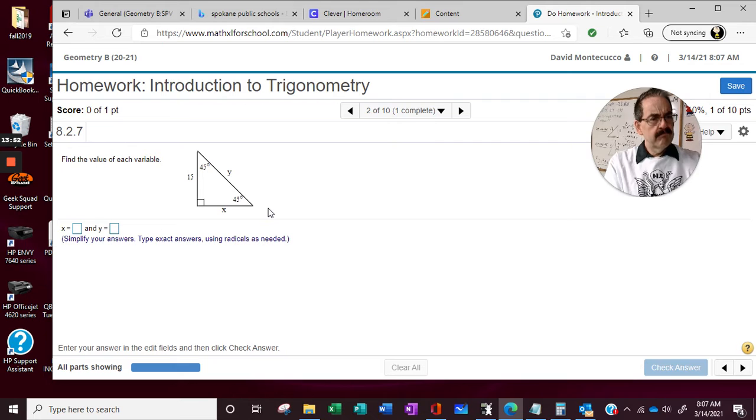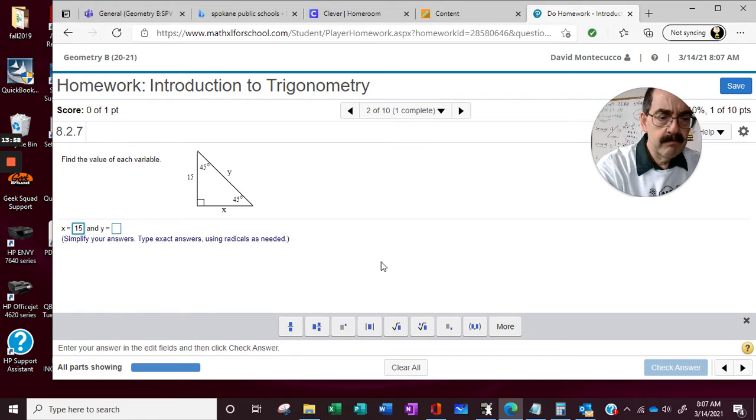45, 45, 90. It's a square. Well, in a square, all the sides are the same. So we just put 15 here. Boom. Okay? Now it won't let me check my answer.